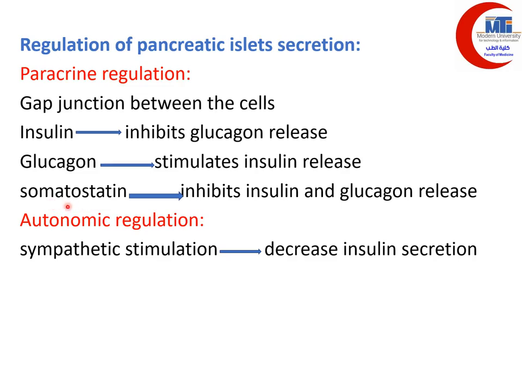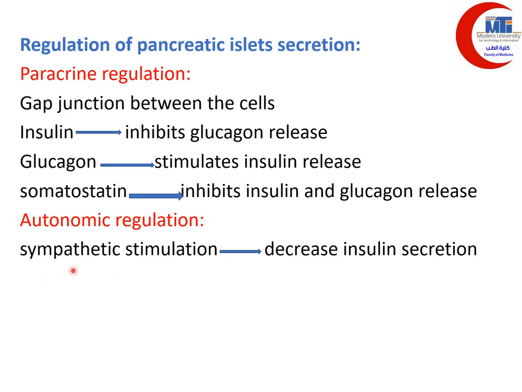And delta cells secrete somatostatin that passes through gap junctions to beta cells to inhibit insulin, and to alpha cells to inhibit glucagon release. So there is paracrine regulation in the pancreatic islet secretion. Another regulation is called autonomic regulation. Autonomic regulation occurs through the ganglion cells present between the cells of the islets, which control the autonomic control of the islet.